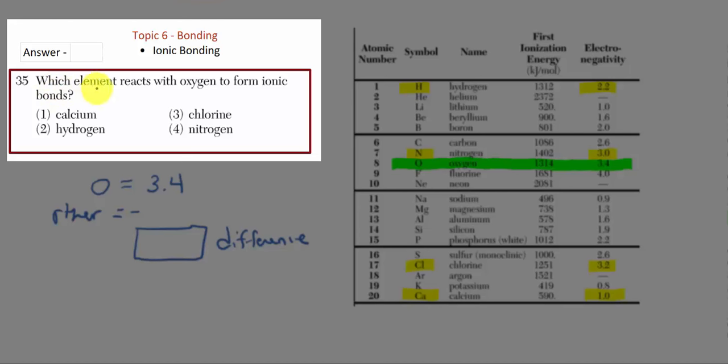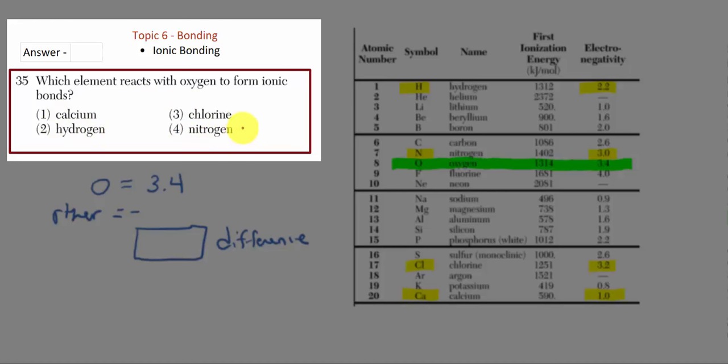Question 35. Which element reacts with oxygen to form ionic bonds? 2 ways to go about this question. I'll do it the hard way first, and then we'll show you the shortcut. The 4 elements that we're supposed to compare to oxygen are calcium, hydrogen, chlorine, and nitrogen.